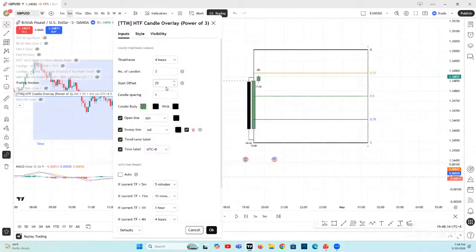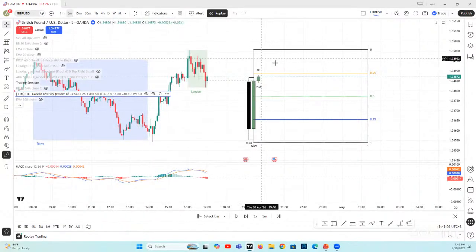Start offset is default 25. Don't touch anything. Candle spacing 1. If I increase this, the candles will have more space. So 1 is okay, it's all up to you. Candle color of the bullish candle is green, for bearish it's black. You can change this. And UTC plus 8. Always use UTC plus 8, guys.